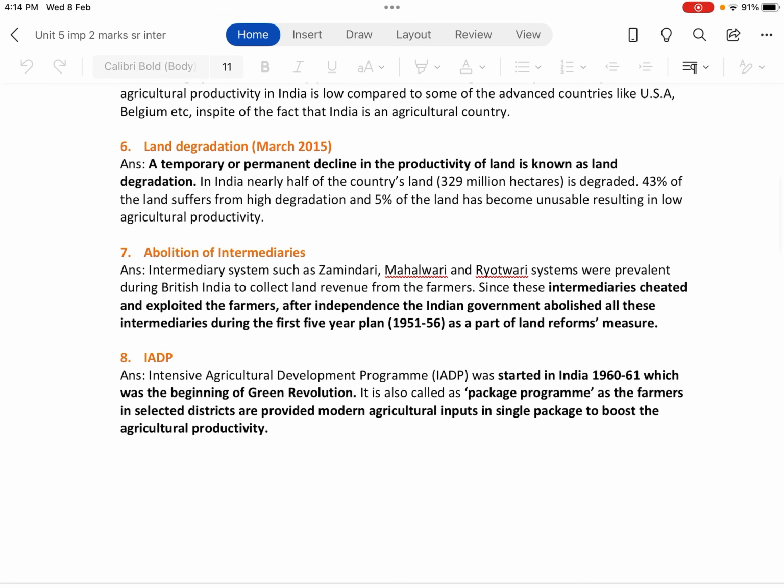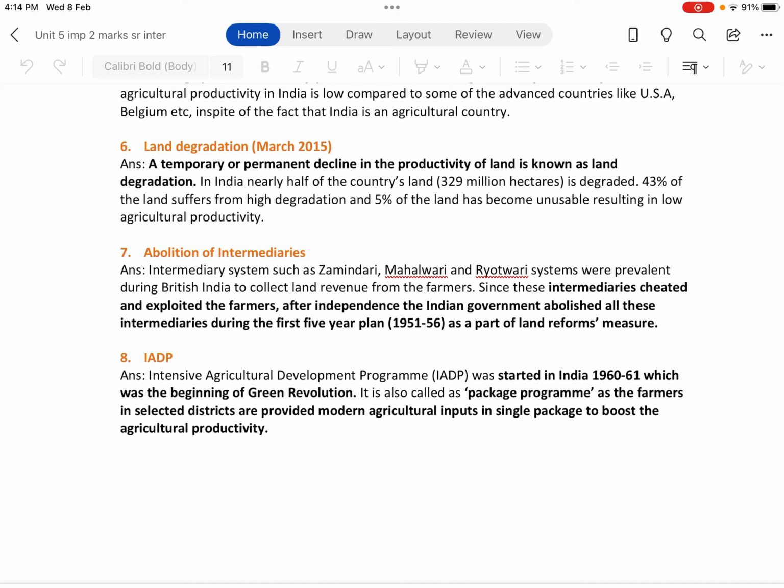Seventh one, abolition of intermediaries. Answer: intermediary systems such as zamindari, mahalwari and raitwari systems were prevalent during British India to collect land revenue from the farmers. So these were all the intermediaries, the middlemen appointed by the British government to collect the revenue from the farmers and pay to the British government.